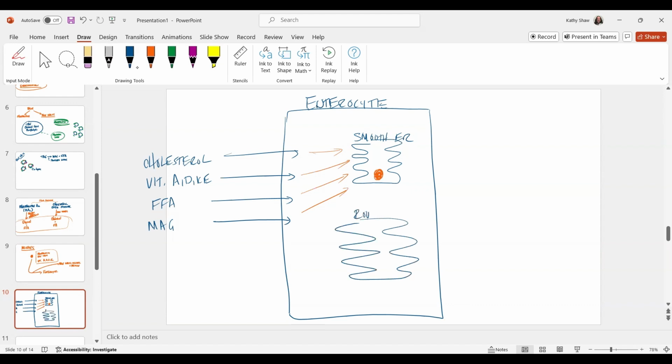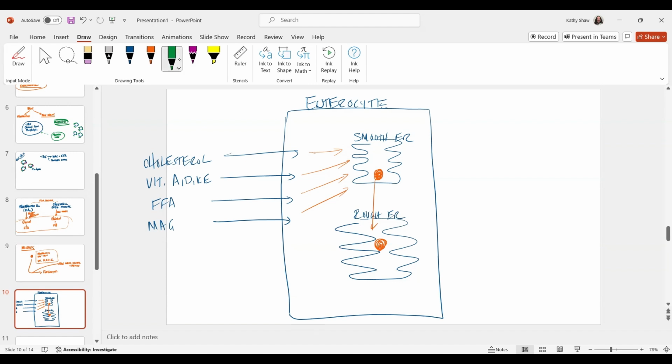Then it's going to go to the rough endoplasmic reticulum. So we'll take that, ship it off to the rough endoplasmic reticulum. So what we're doing in the rough endoplasmic reticulum is we're taking that little package that we have. We have cholesterol in there. We have cholesterol esters in there. We have the vitamins in there. We have phospholipids in there, triacylglycerols, free fatty acids, all of that.